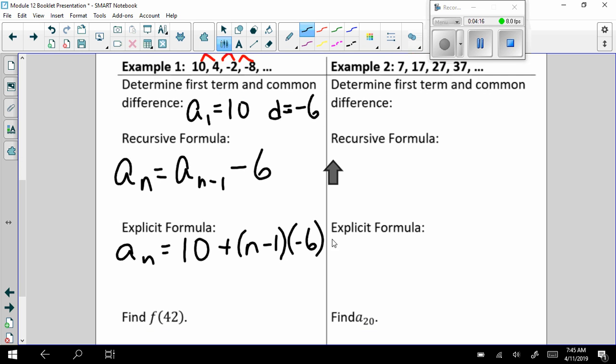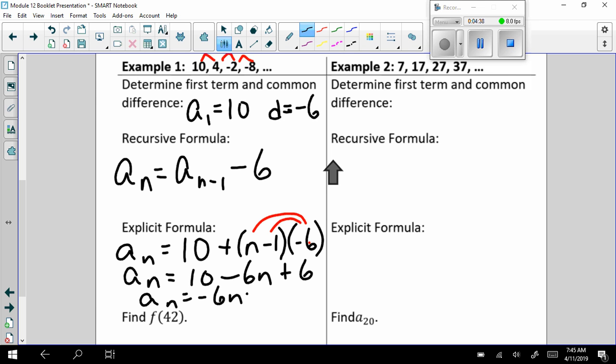And I should simplify that, so let's go ahead and do that. So I'm going to distribute my -6. I'm distributing backwards here, but that's okay. Distributive property works that way. So -6 times n is -6n. -6 times -1 is a +6. Combining my like terms, I get -6n plus 16.